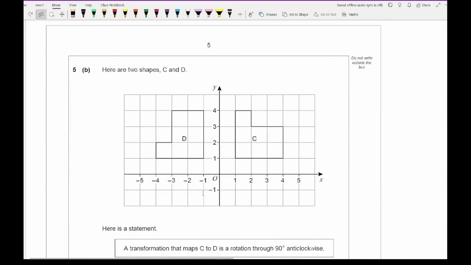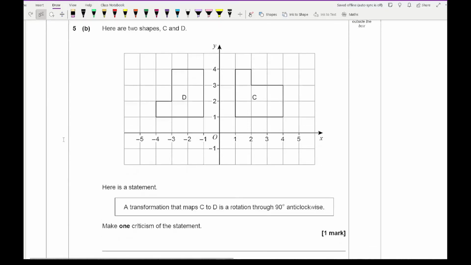So here, moving on to 5b, it says here are two shapes C and D. Here is a statement: the transformation that maps C to D is a rotation through 90 degrees anti-clockwise. And again, it's asking us to give one statement that is incorrect. So for this, again, several options you could have for this.